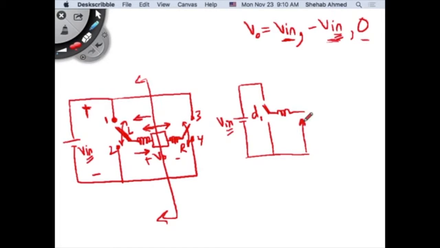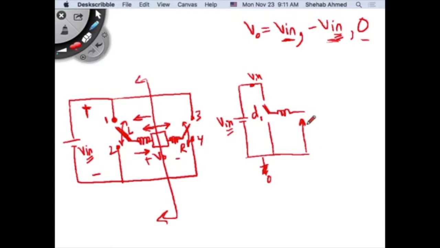What's the voltage I will see here? It's either V input or, no, 0. This is 0, my reference, and this is V input. So the voltage here is going to be between 0 and V input. So its average value is going to be between 0 and V input.